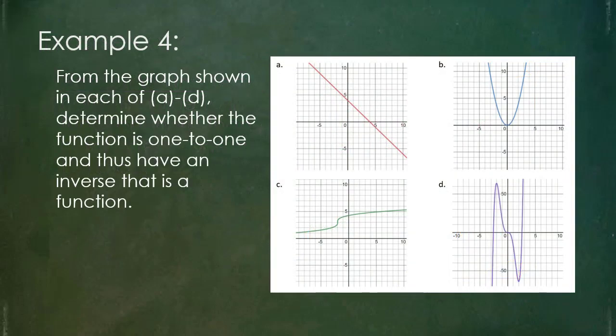So let's just do a quick few examples here of being able to apply that horizontal line test, as well as maybe picturing what the inverse function would look like. So each of these is just saying, is this one-to-one, and therefore its inverse would be a function. Well, let's look at each one of these individually. The first one, if I were to think of a horizontal line going through this graph, it doesn't seem like there's ever a time where that horizontal line would cross it more than one time. So this one would be a yes, it's one-to-one.